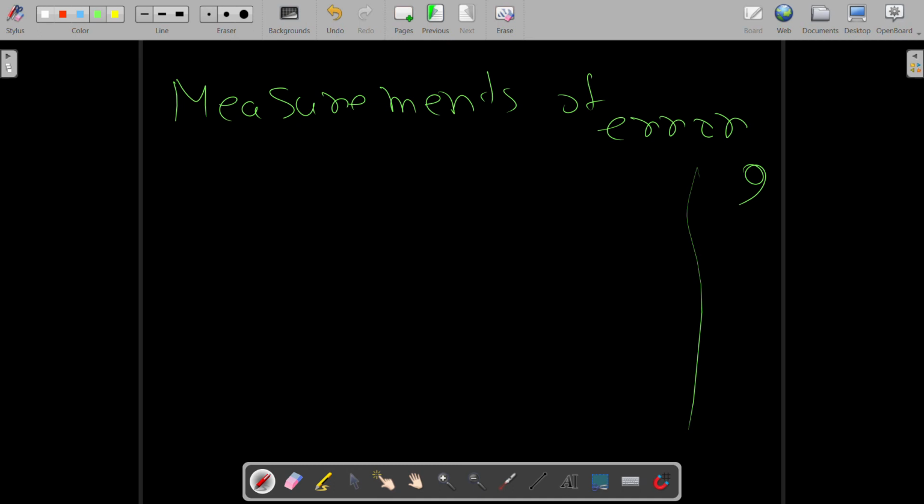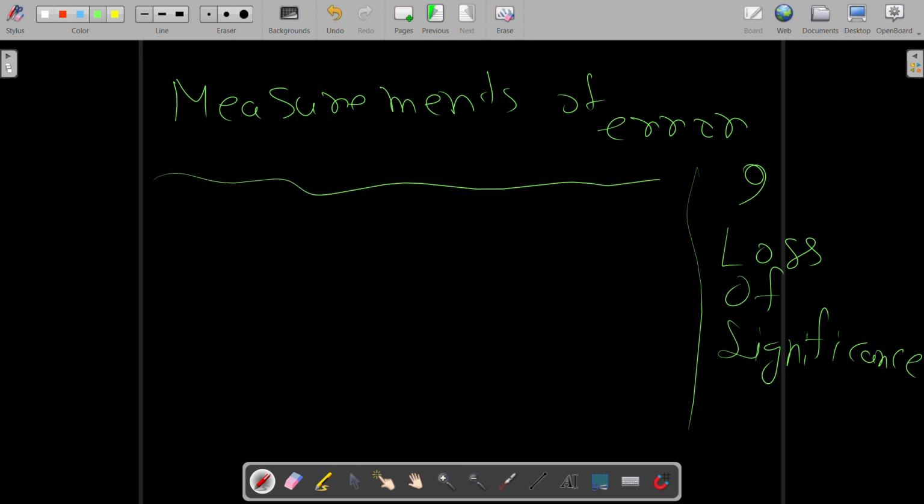So now, how do we measure these errors? I have also given you an idea of loss of significance in this lecture. There are three kinds of measurement errors. Number one is absolute error.